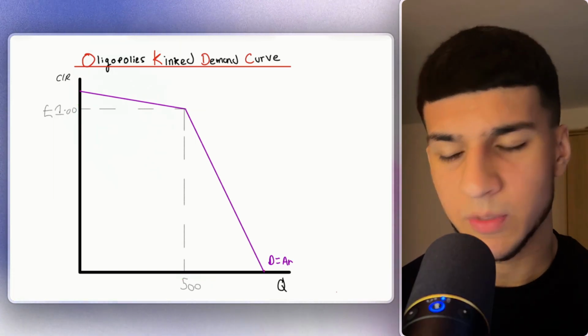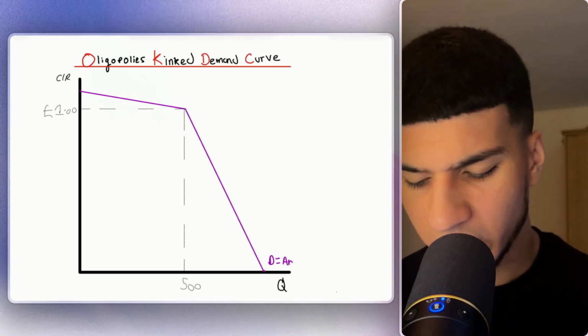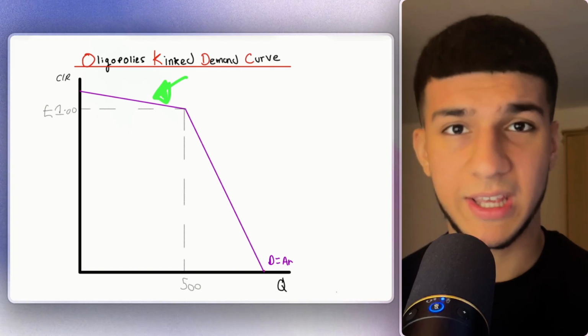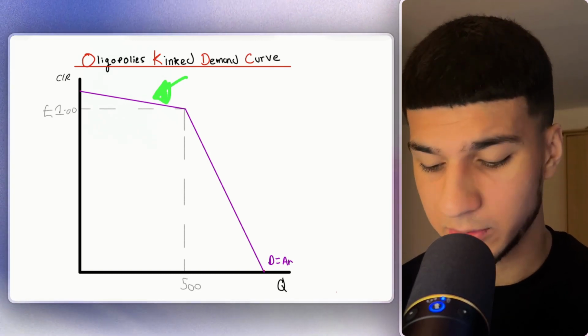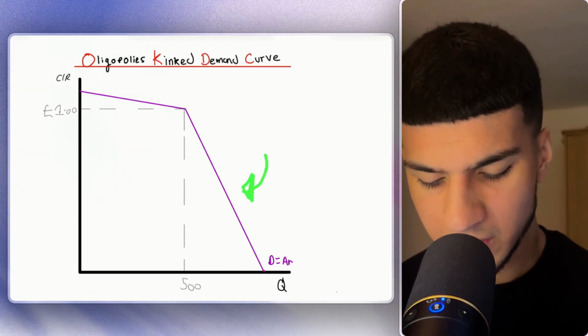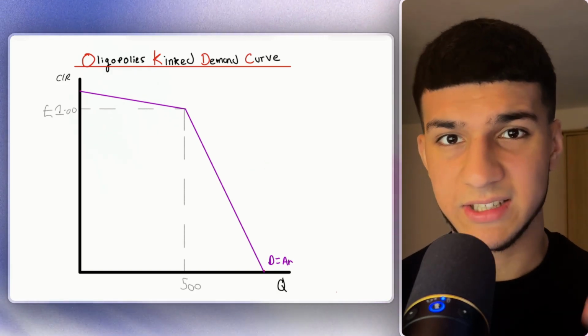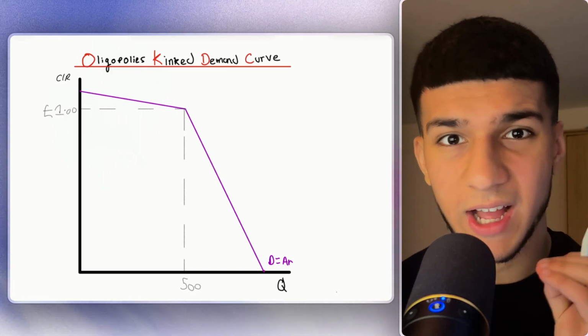And why is this? To put it simply, as we've learned in another video, this part of the kinked demand curve is elastic. Therefore, if we increase prices, we will get elastic demand. And the second part of the kinked demand curve is inelastic. Therefore, if you decrease price, it will be inelastically demanded. Now, let's investigate what that actually means.